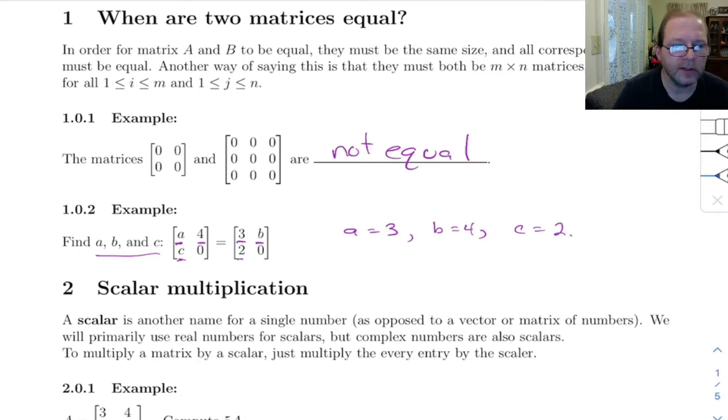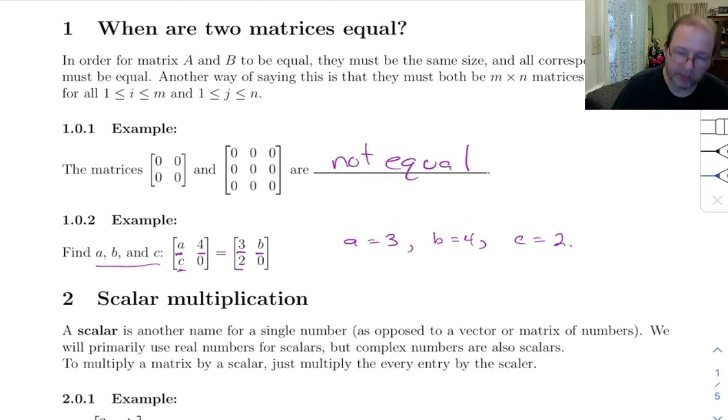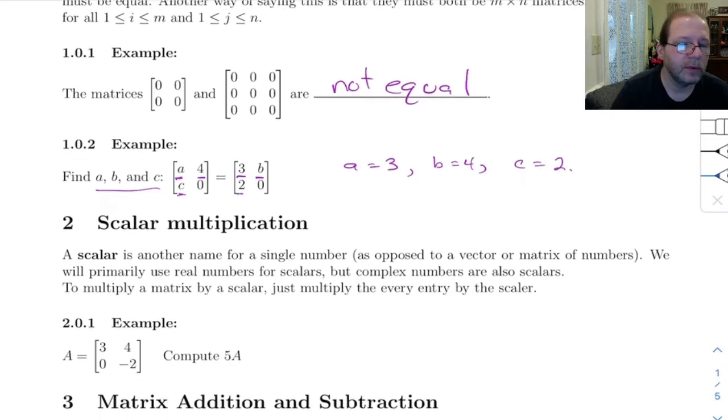So let's look at matrix operations. With matrices, you can do addition, subtraction, multiplication by a scalar, and multiplication of two matrices by each other. Multiplying two matrices together is more complicated. The others are really, really simple.